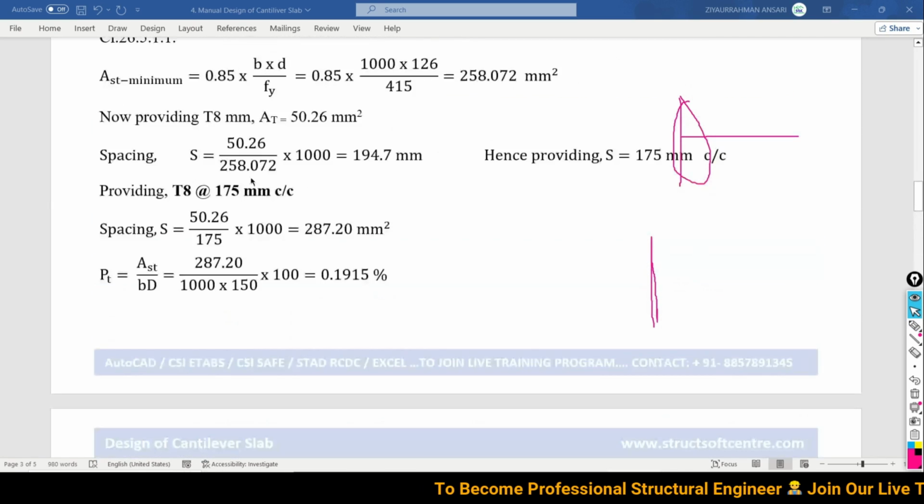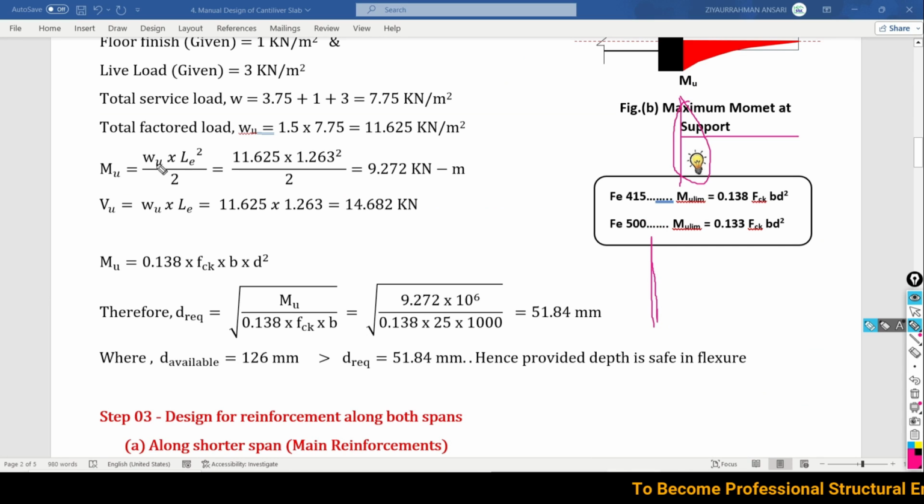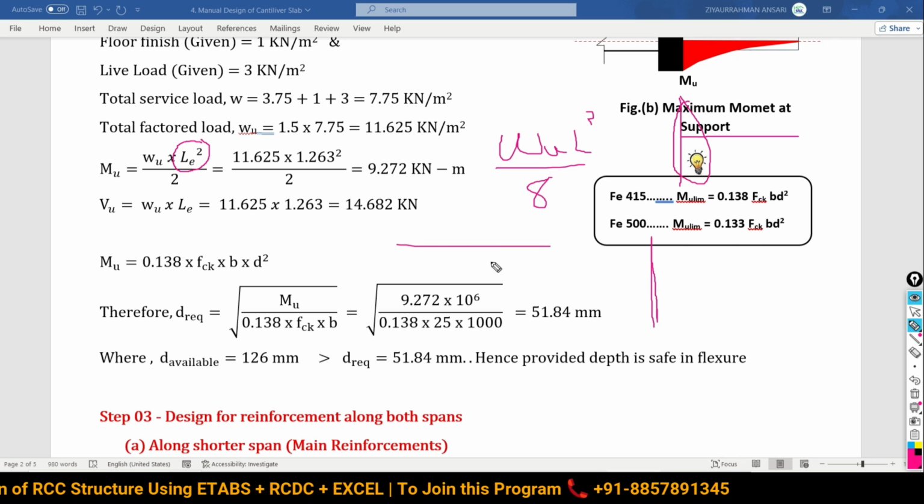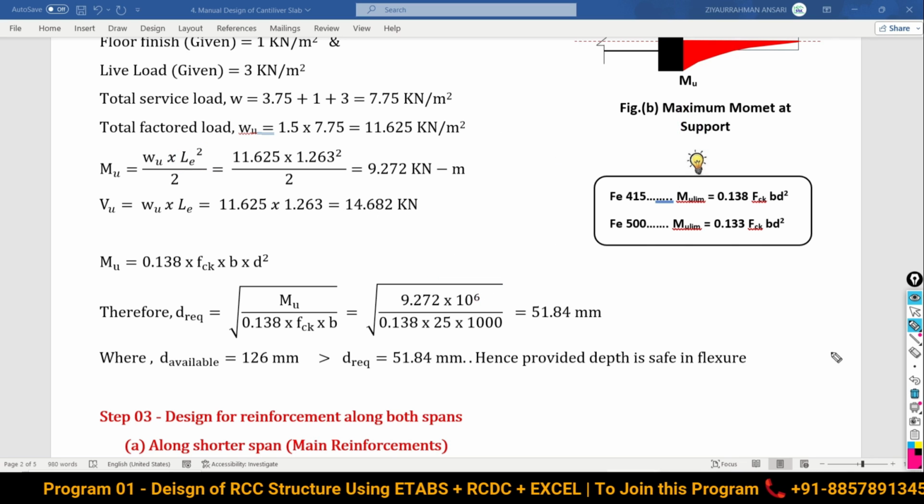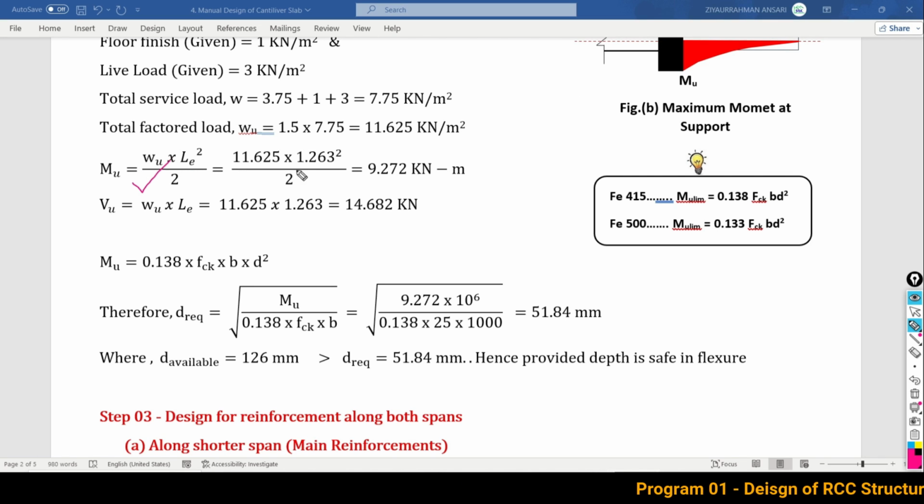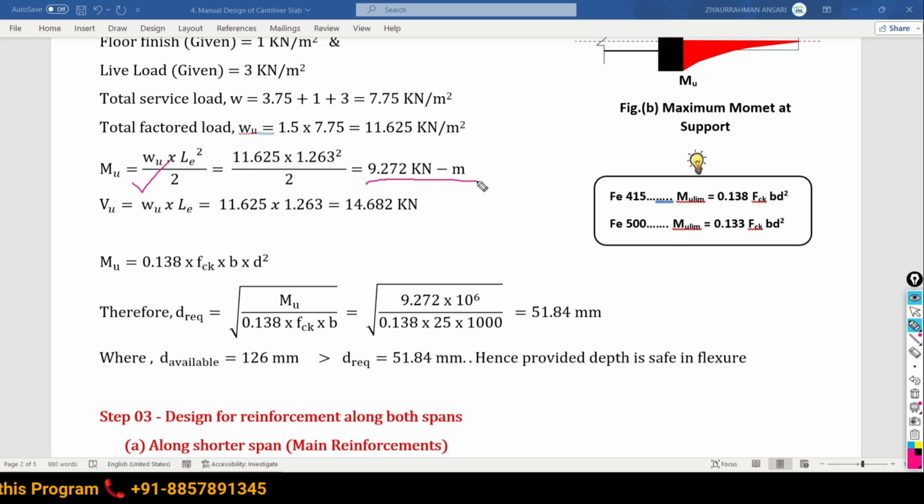For that reason, W, the total factored load, multiplied by effective span square, divided by 2. If it is simply supported, then it is going to be W L square divided by 8, if you are finding the bending moment at the middle of the span. But for the cantilever slab you need to apply this formula to get the moment: total factored load multiplied by effective span square divided by 2. So we are getting the value of the moment as 9.272 kilonewton meter.